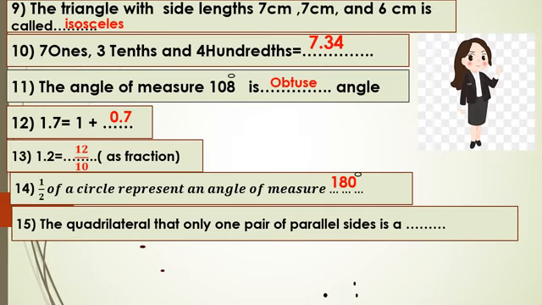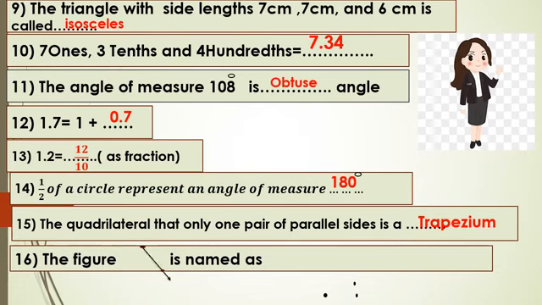Number 15. The quadrilateral that has only one pair of parallel sides. What is the meaning of quadrilateral? It's a polygon formed of 4 sides. Which polygon has only one pair of parallel sides? It is a trapezium or trapezoid.